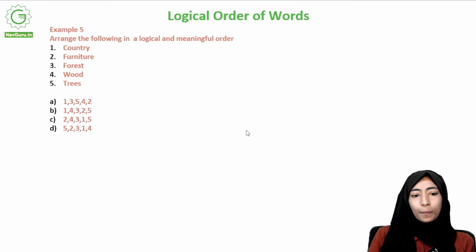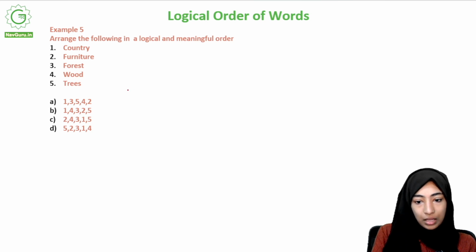Now since we're done with that, we have one last question that we will be going through. Arrange the following in a logical and meaningful order. Country, furniture, forest, wood, trees.